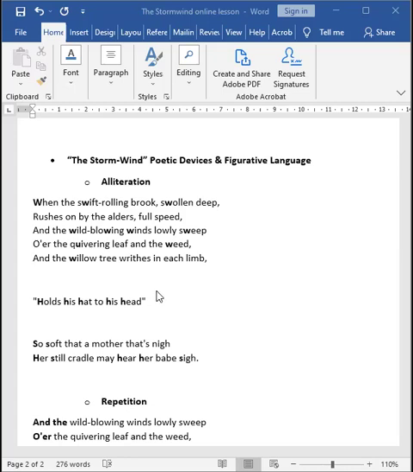Now let us move on to the second example. For example, in the second stanza, the alliteration of holds his hat to his head. All these words are beginning with the sound of H. So this is the alliteration of H. This conveys the immense effort that it takes this man to hold himself together and to hold his hat together and stop his hat from falling because of the wind.